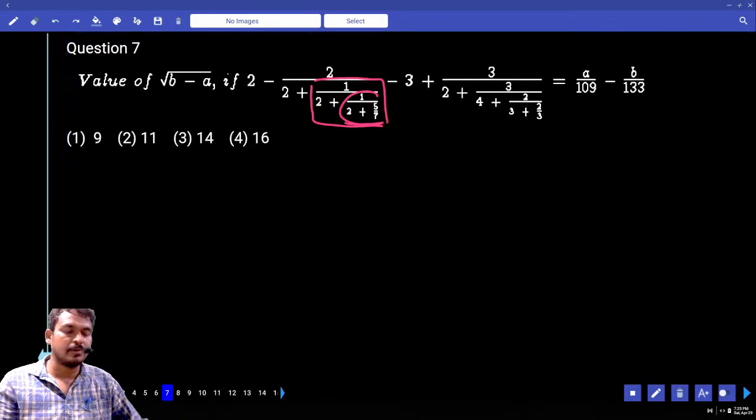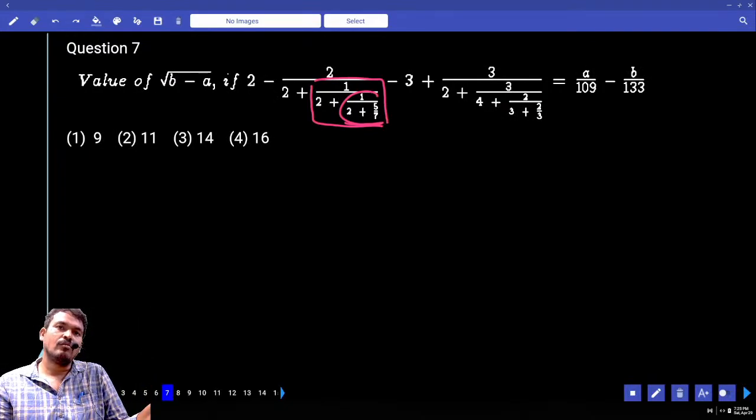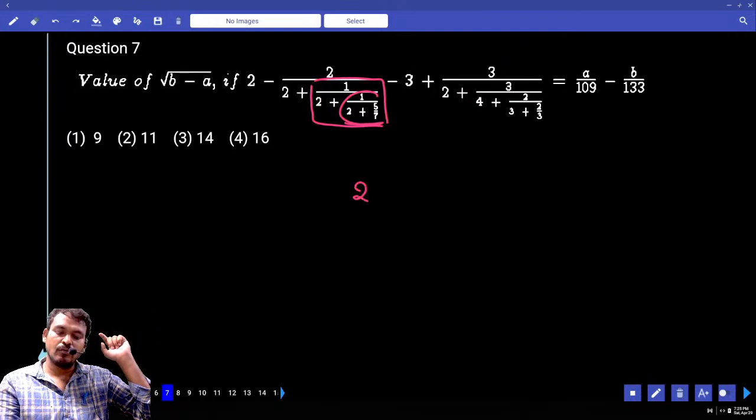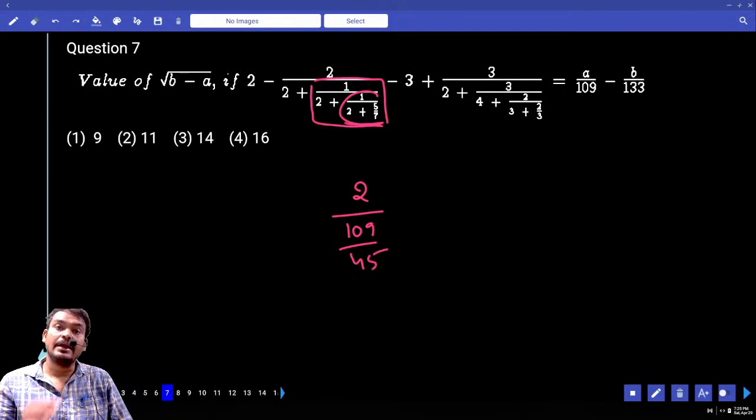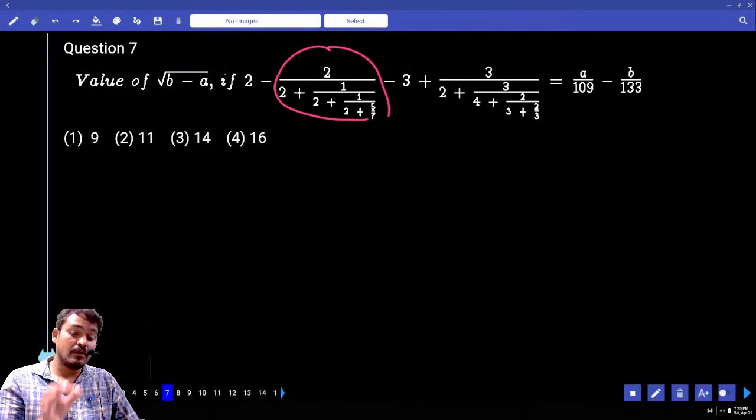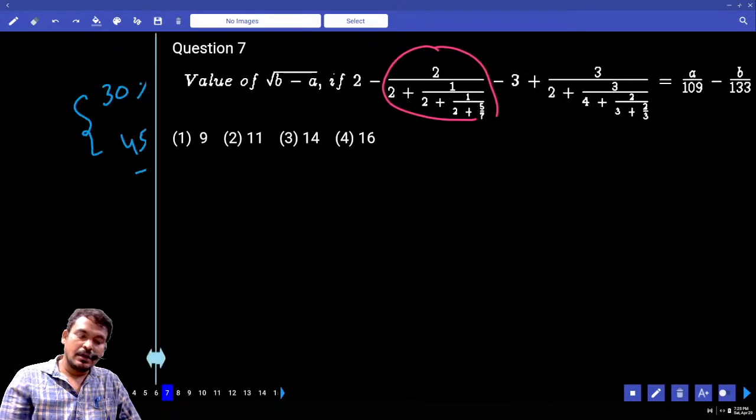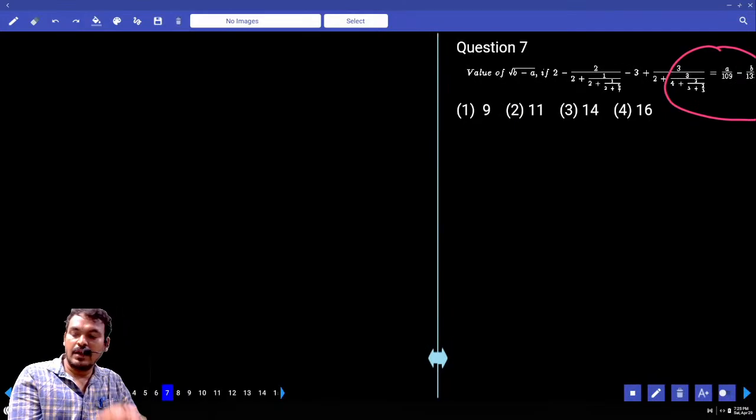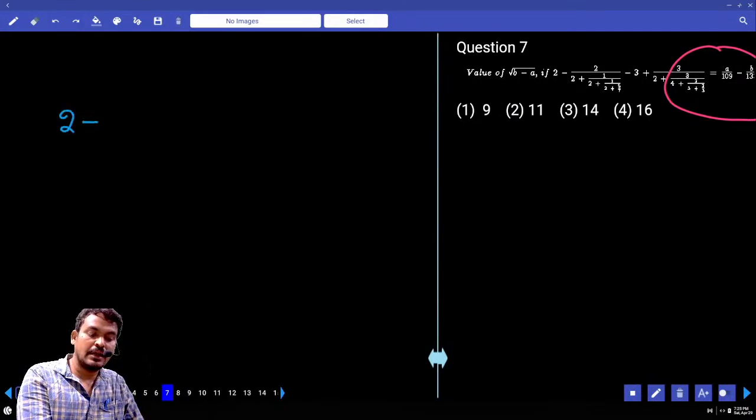19 by 45. Again we write 2 plus 19 by 45 means 45 times 2 is 90, plus 19, means 109 by 45. 109 by 45, already numerator 2. Then 2 by 109 by 45, this one we write 90 by 109. Means this total value we write how much? 90 by 109. 2 minus 90 by 109.